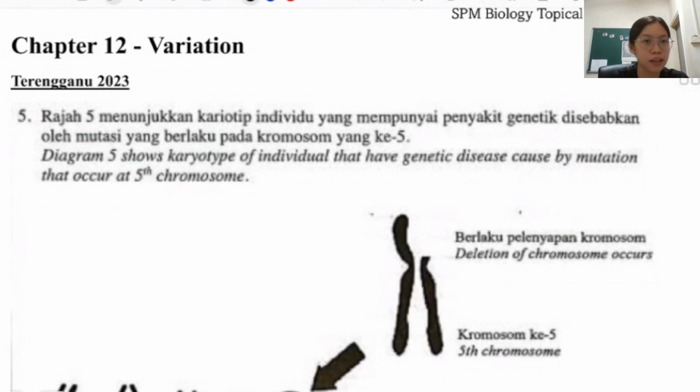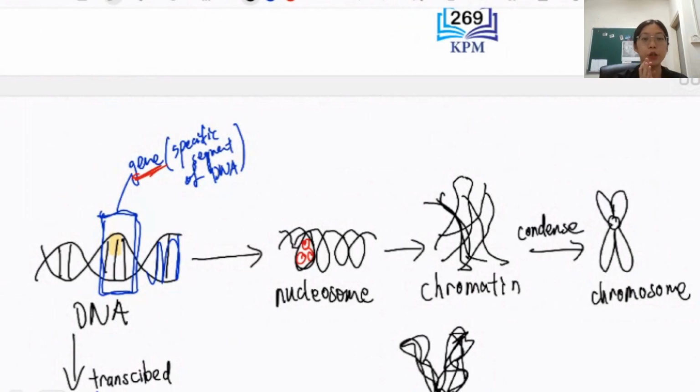Before I enter the question, I would like to show you the difference between the mutations, whereby students always get confused. Let's take a look at what we learned in Chapter 4, which is not really frequently asked, about how DNA can condense until it becomes a chromosome shape. A lot of students don't know how to differentiate gene mutation and chromosomal mutation.